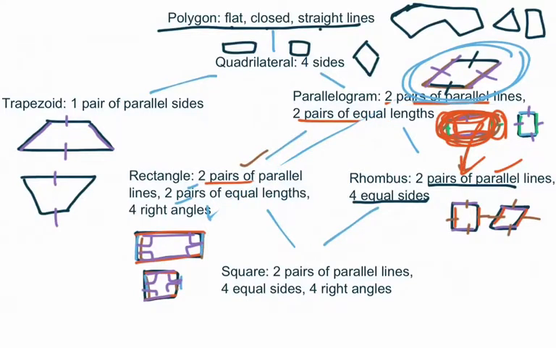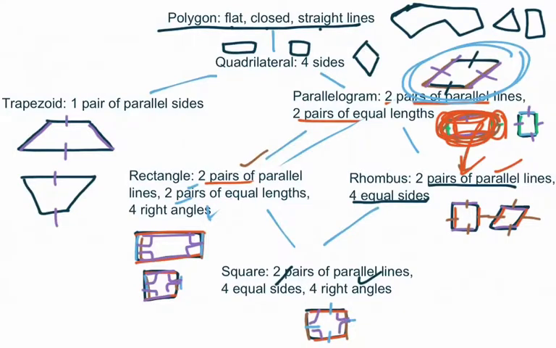And then a square. For it to be called a square, it has to have two pairs of parallel lines, four equal sides, and four right angles. So a square could only be like that. So let's see. One pair of parallel lines, two pairs of parallel lines, four equal sides. This is equal to that, is equal to that, is equal to that. And I can put four right angles.